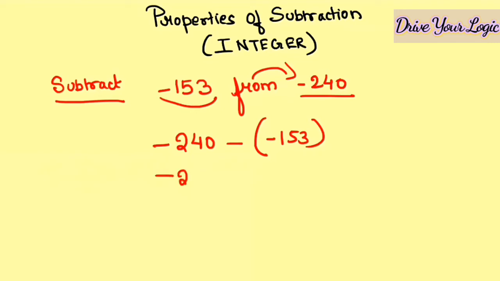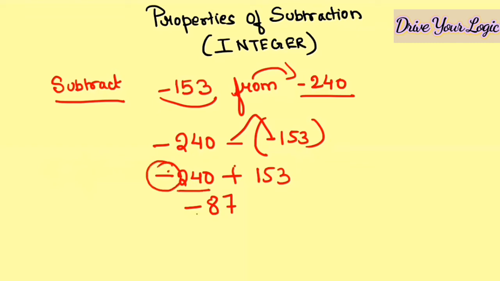Our answer will be minus 240 minus into minus, how much is that? Plus, and 153. You can see in one of my videos I have shown you the sign tricks of integers. Please follow that, then you will understand it more clearly. So what is our answer? Minus 87. How? Minus plus, you have to do subtraction. So 240 minus 153, that is 87. Clear? And why the minus sign? The sign of the bigger number, because 240 is the bigger number, so that sign you have to put in the answer.